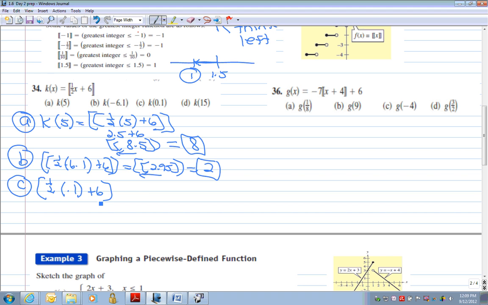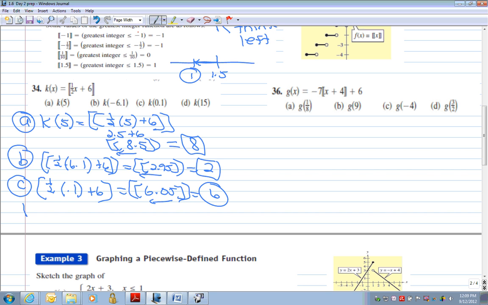So again, if I calculate 1/2 times 0.1 and I add 6 to it, I'm going to get 6.05. So the greatest integer of 6.05. Really careful here. Imagine you're on a number line at 6.05, 6 and a little bit. You need to go to the left. If you go left, you'd be at 6. 6 would be your answer.